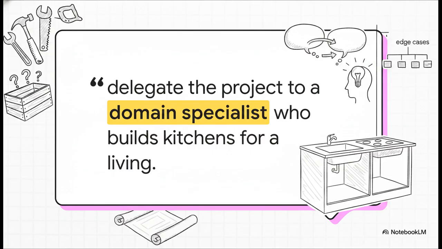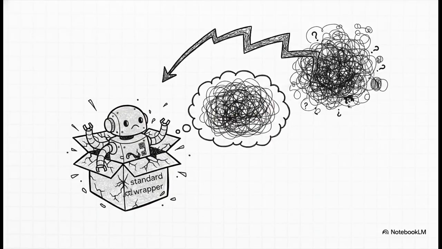Or you could hire a domain specialist who builds kitchens for a living. And when you hire a specialist, you don't just hand them a blueprint and walk away forever, right? You collaborate. They hit a weird edge case, they ask you a question, and you negotiate a solution together. And this is exactly why treating an AI agent like a simple fire-and-forget tool just totally breaks down.